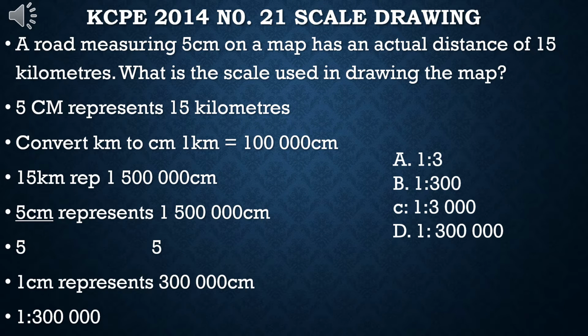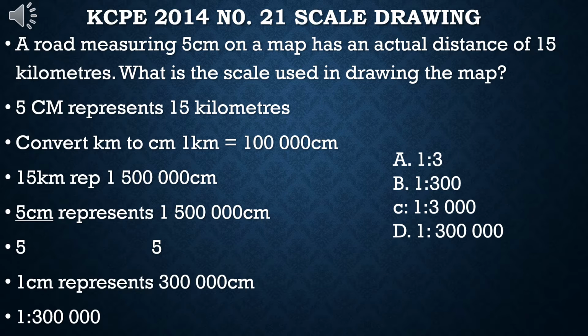Question number 21 is about scale drawing. A road measuring 5 centimeters on a map has an actual distance of 15 kilometers. What is the scale used in drawing the map? So in this question we have to make sure that the units are the same, before we change it into ratio form. So the actual distance and the drawing length must be in the same units. So 5 centimeters represents 15 kilometers. The kilometers has to be changed into centimeters.